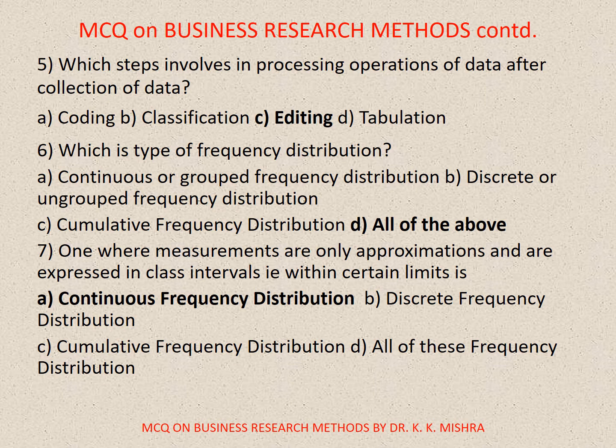Question number 7. One where measurements are only approximations and are expressed in class intervals, that is, within certain limits, is. Options are A. Continuous frequency distribution, B. Discrete frequency distribution, C. Cumulative frequency distribution, D. All of these frequency distributions. Correct option is A. Continuous frequency distribution.